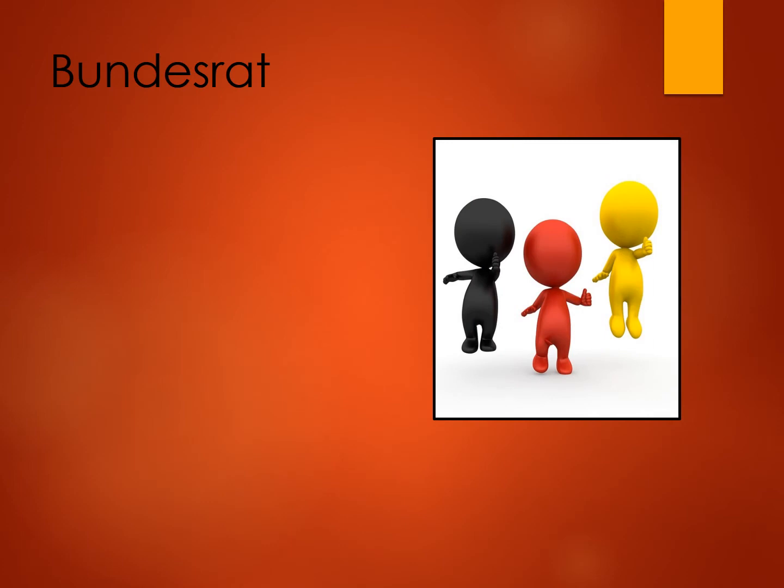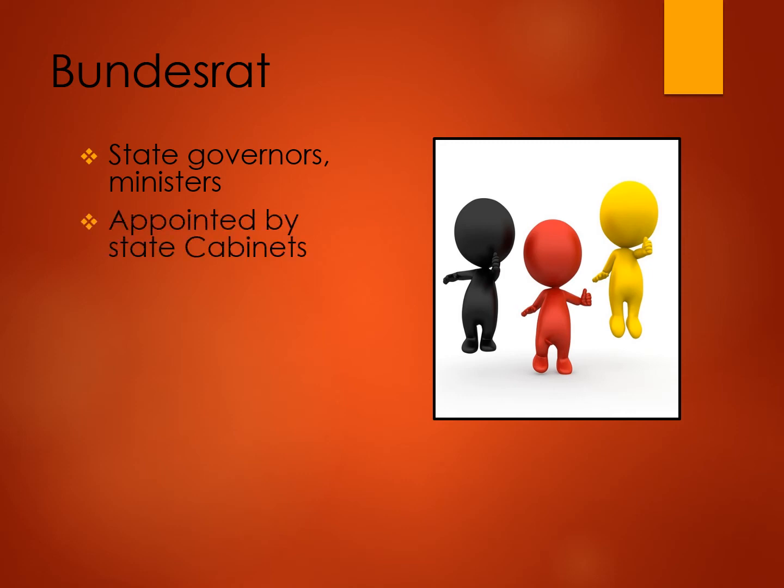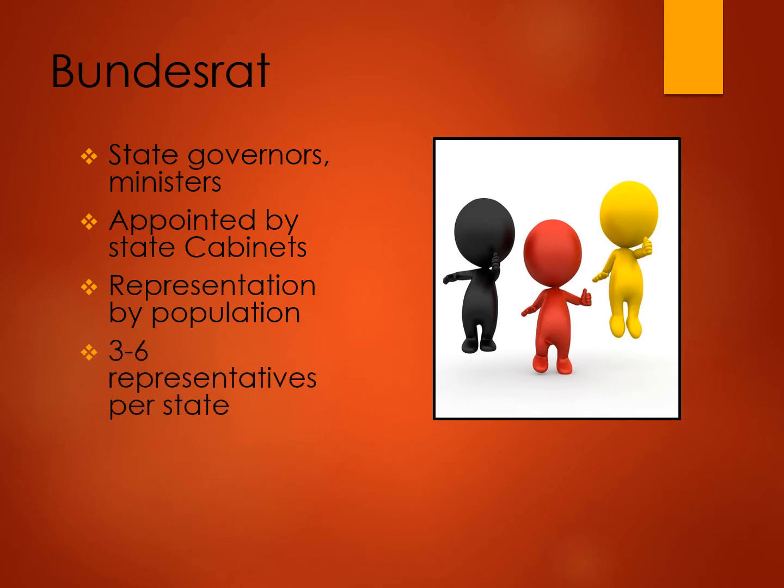The upper chamber, or Bundesrat, is made up of state governors and ministers. These are appointed by state cabinets and not elected, and the number of representatives depends on the population of the state. There are usually 3 to 6 representatives per state.